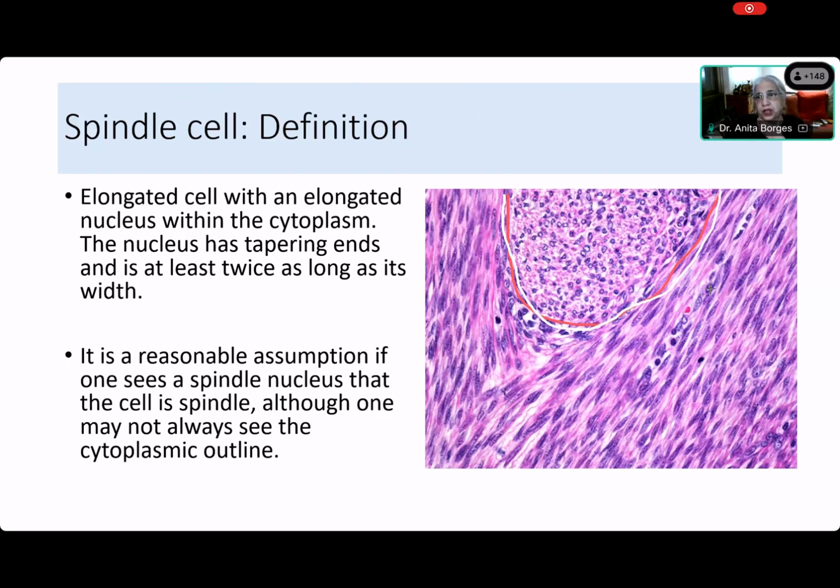No, it's either yes or no. So what do you want to say? Ma'am, you can see the definition of the spindle cell is right there. Is it a spindle cell or not? No, ma'am. You don't think it's a spindle cell. All right. Let us ask Aditi.